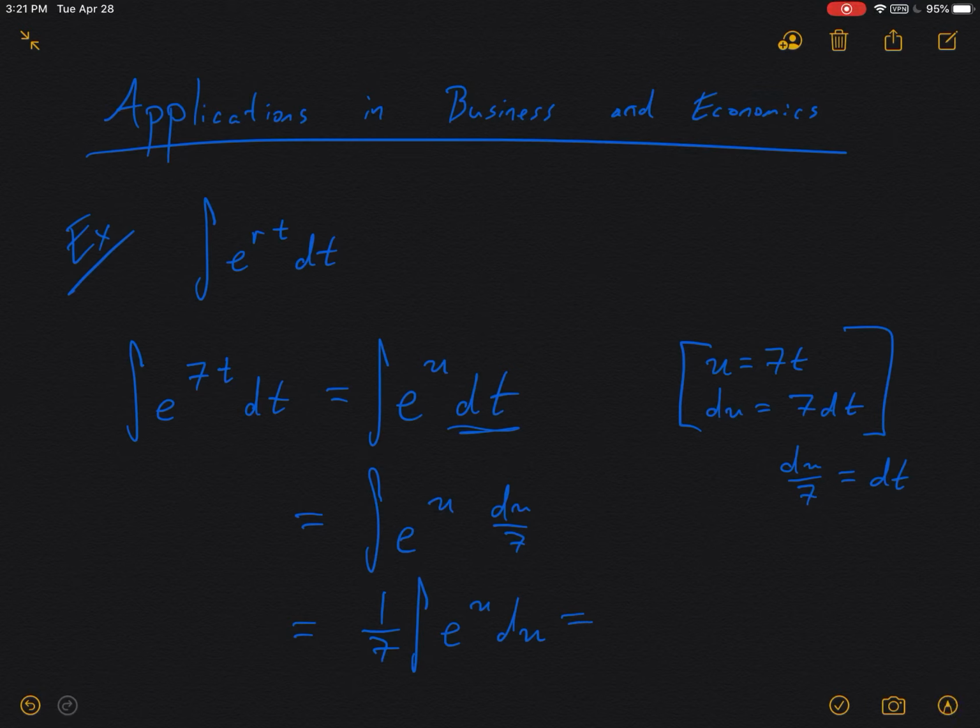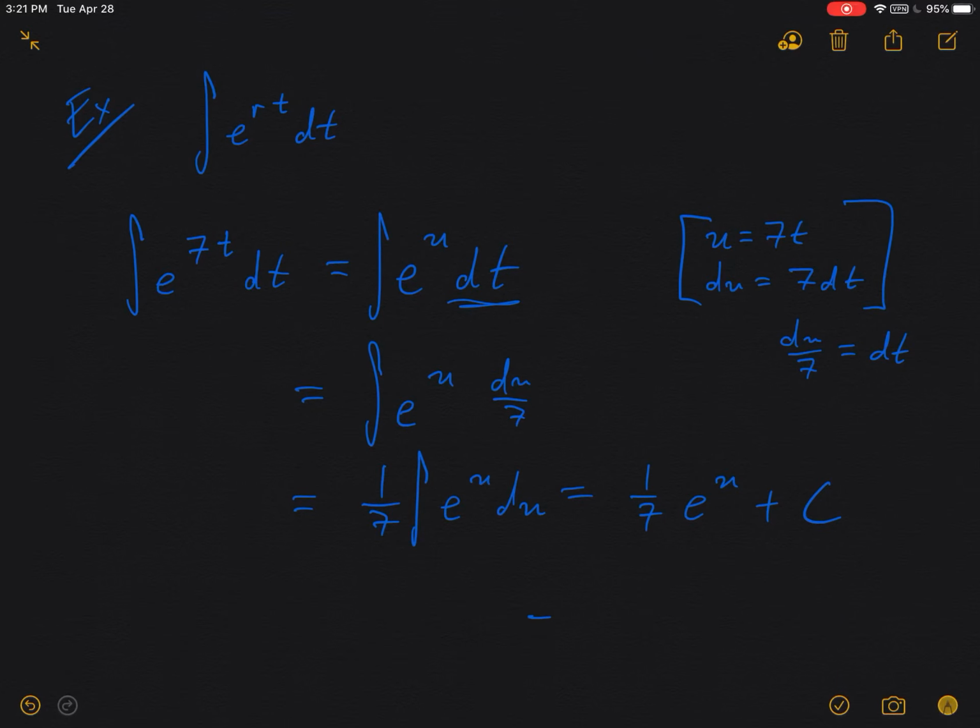Now, if you integrate e to the u du, you would just get e to the u. So this would be 1/7 e to the u plus c. Then if you want to clean this up a little bit, you can. u is 7t, so I can plug that in. This would be e to the 7t divided by 7 plus c.